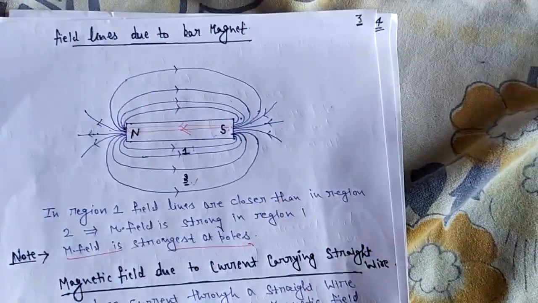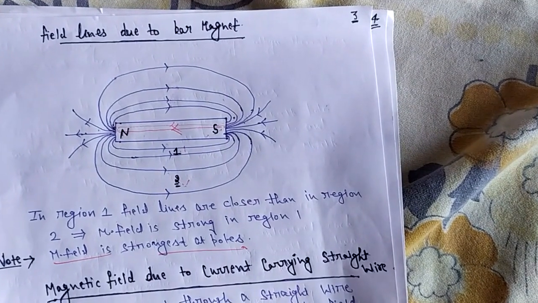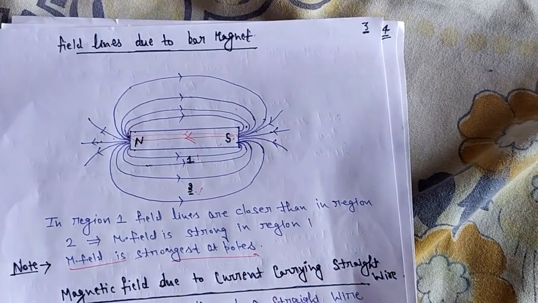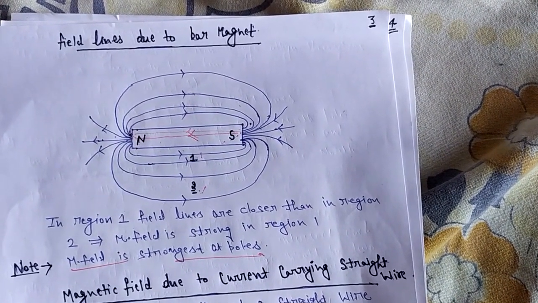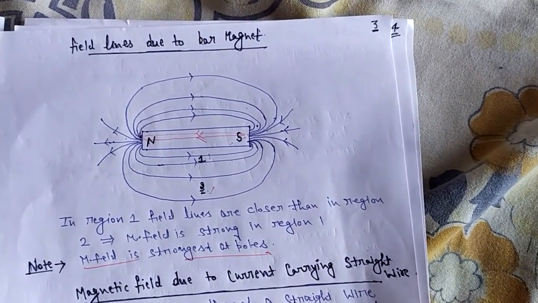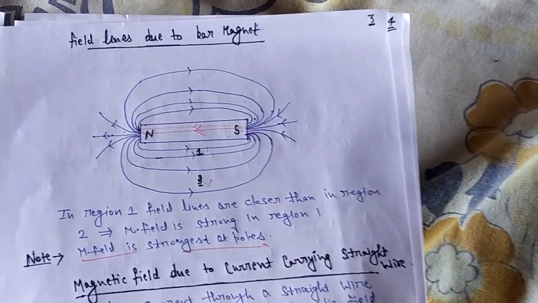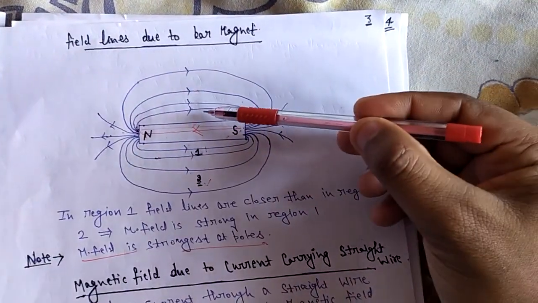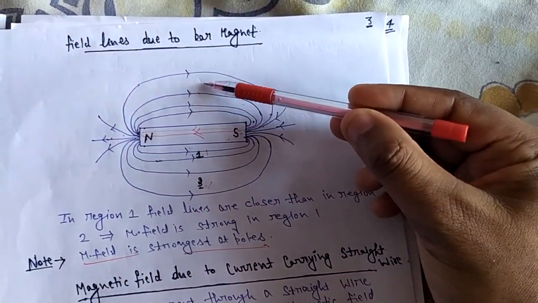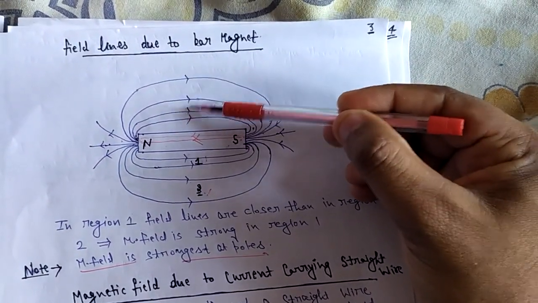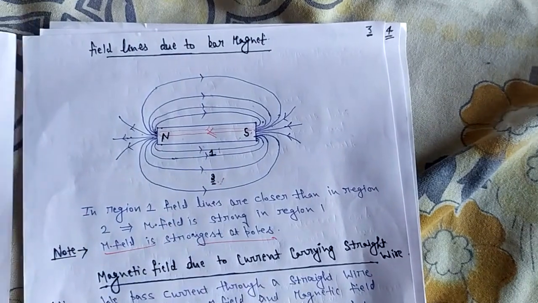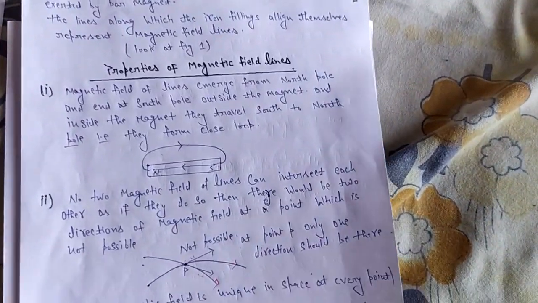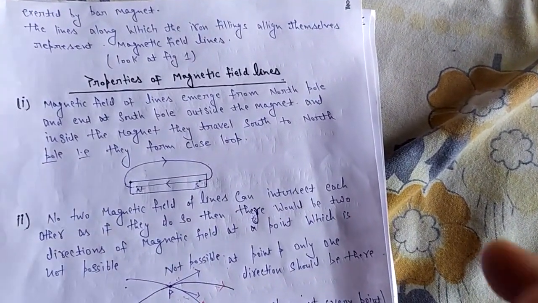What does it mean? We know that whenever we are very close to the magnet, its effect is maximum. As we go away from the magnet, the effect of the magnet decreases, and so the crowdedness of the lines decreases. Clear? Okay. Now we will come to the properties of magnetic field lines.